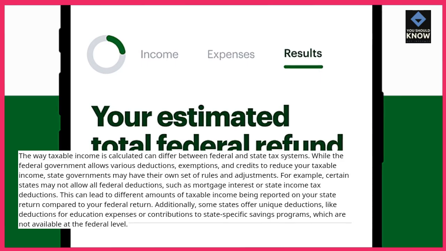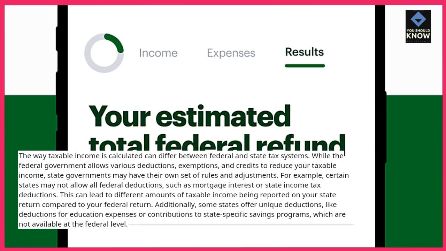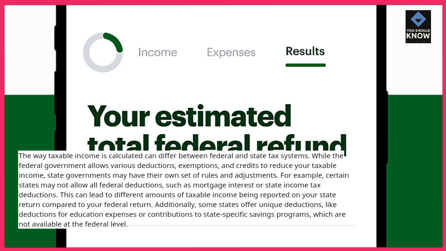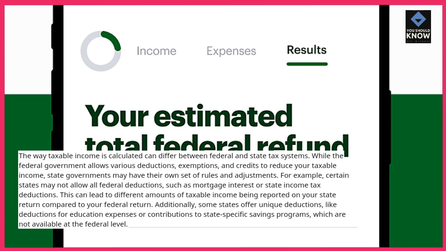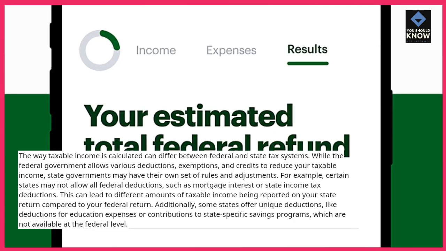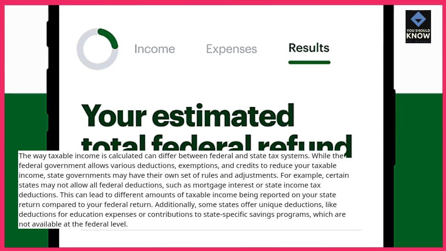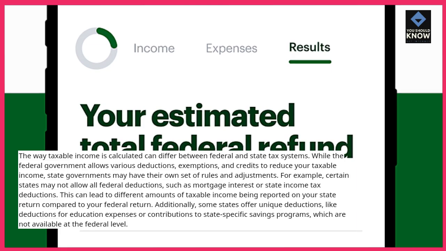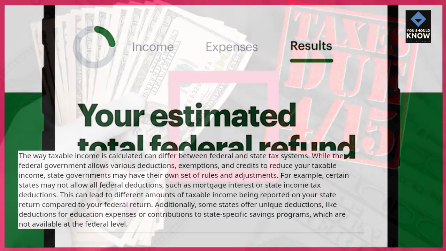For example, certain states may not allow all federal deductions, such as mortgage interest or state income tax deductions. This can lead to different amounts of taxable income being reported on your state return compared to your federal return. Additionally, some states offer unique deductions, like deductions for education expenses or contributions to state-specific savings programs, which are not available at the federal level.